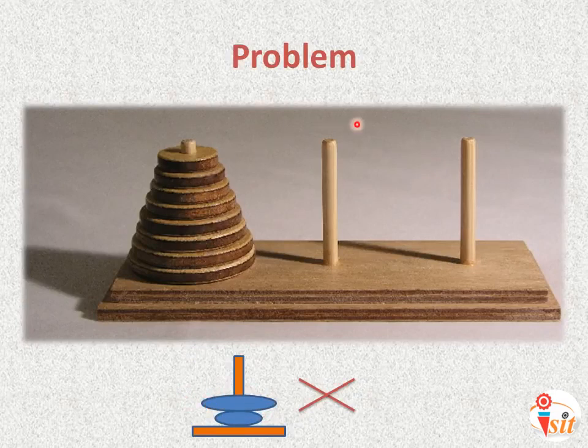So this will not be easy to transfer all these disks. So for help, one more auxiliary tower is given, which we can use for transferring these disks. There can be any number of disks given in this tower. So let us see how to solve this problem by taking a small example.